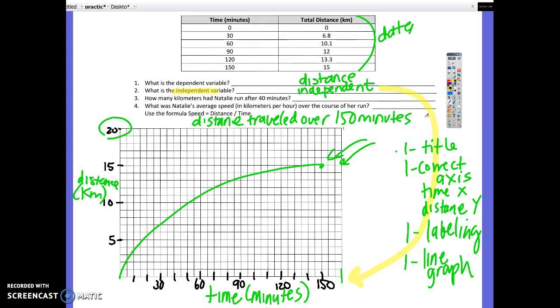Do you remember what you are allowed to do if you were going to predict? Right, it would be okay if you did some kind of a dotted line to predict where you thought that she would continue to go.